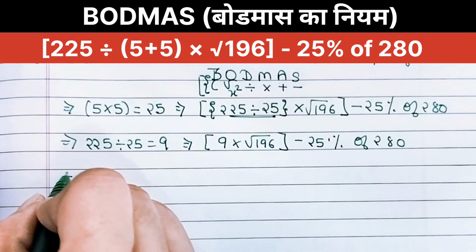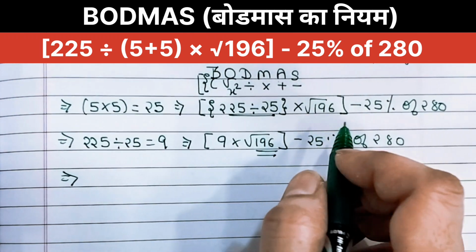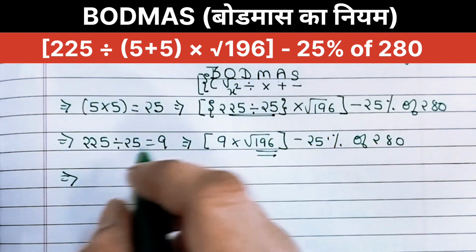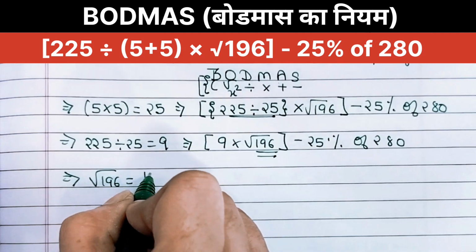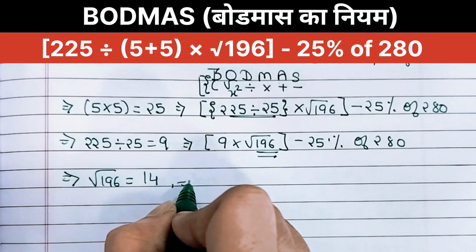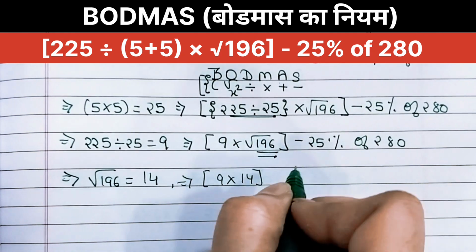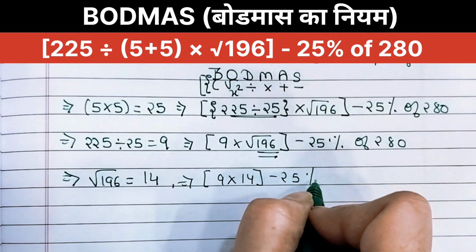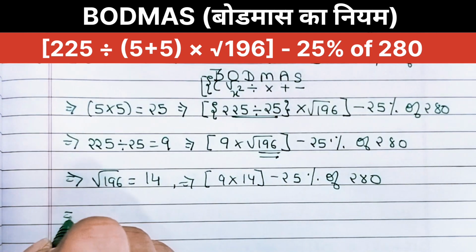Move to the next step. According to the next step, we solve square roots. So now orders, roots and powers are solved next, and we find the square root of 196. We'll get 14 as our answer. So now the current expression becomes 9 multiplied by 14 minus 25% of 280.